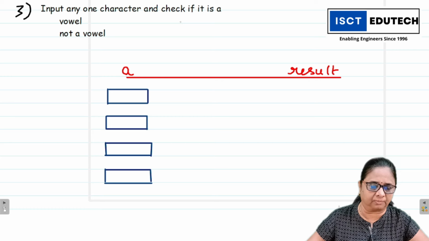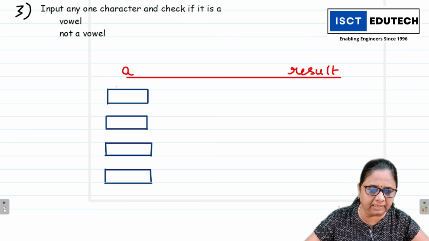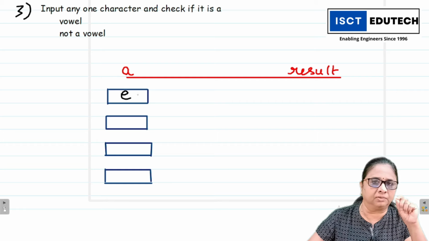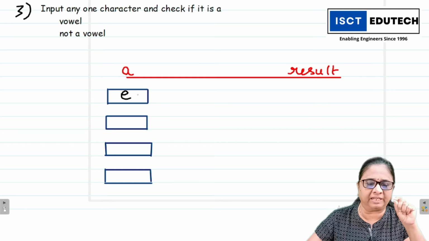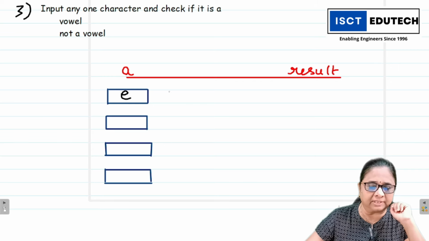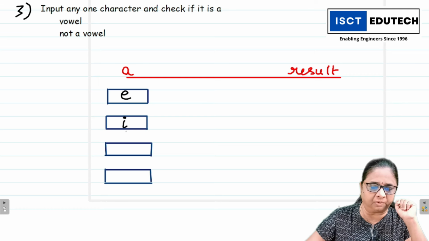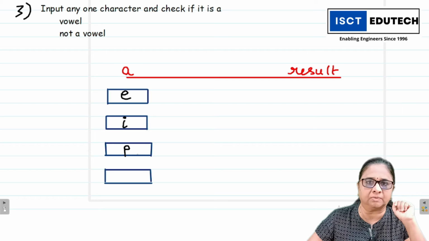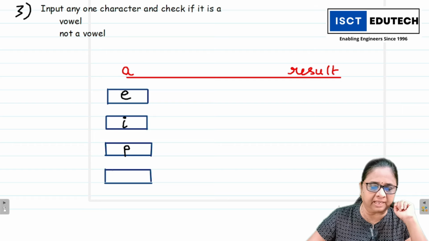Let's understand what we are supposed to do. Suppose I give my input as E. It's a character input. So the variable A now contains the alphabet E. Is this a vowel? Yes, it is a vowel. So the next input I will say I. The variable name is A, its value is I. Is it a vowel? Yes. Suppose I say P, is this a vowel? No. If I say capital A, yes, this is a vowel.